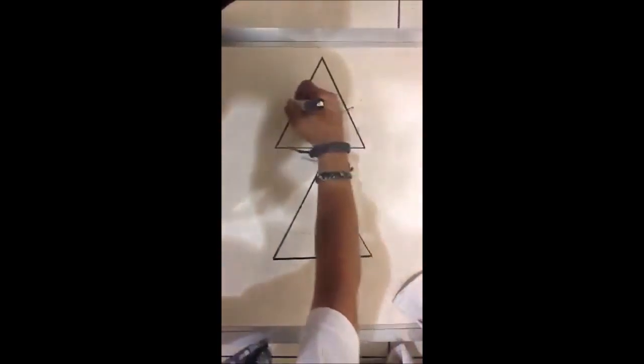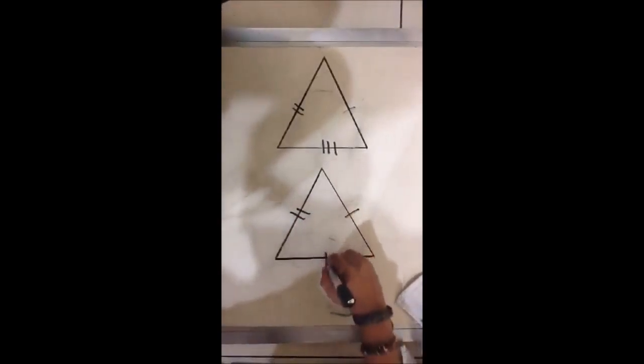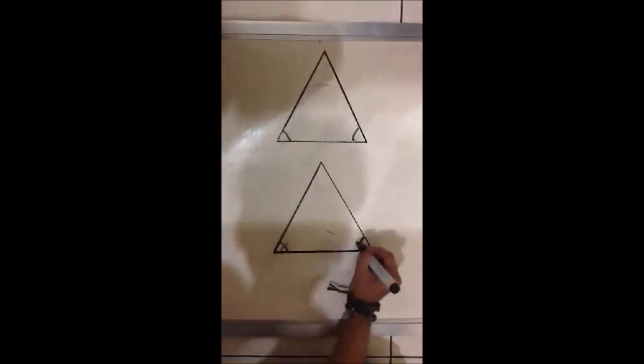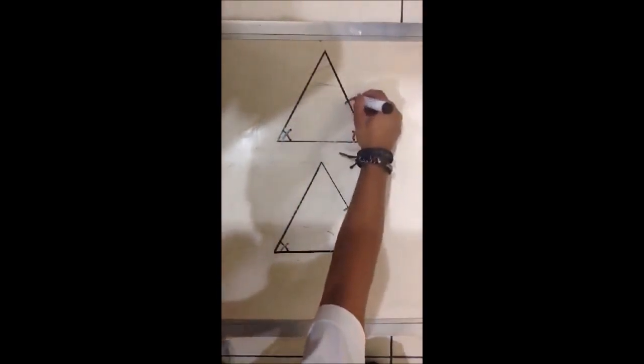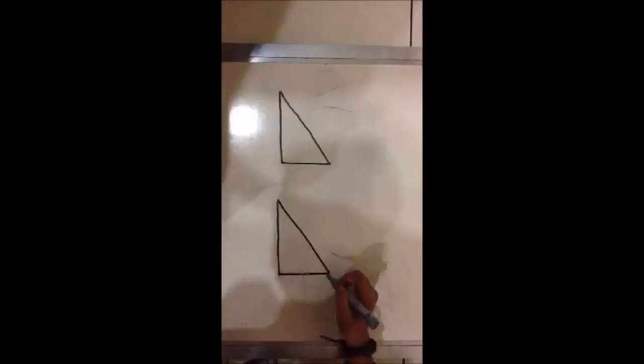SSS postulate. Each side of a triangle has the same length as the corresponding side of the other triangle. AAS postulate. 2 angles and the corresponding non-included side in a triangle have the same measure and length, respectively, as those in the other triangle.